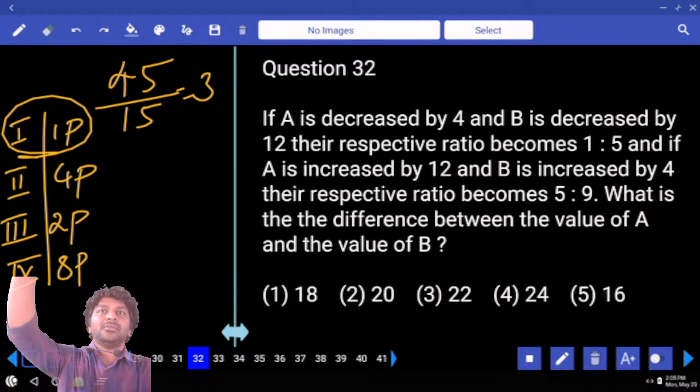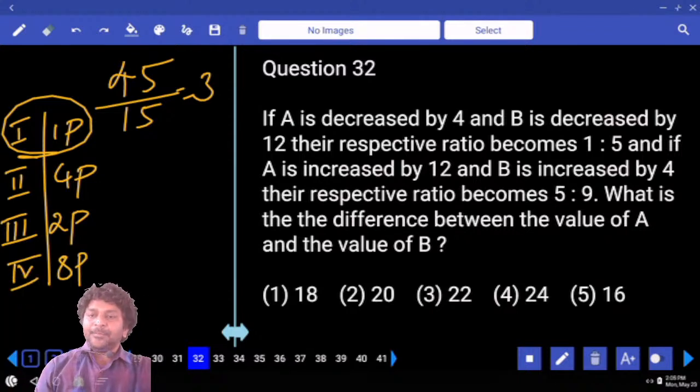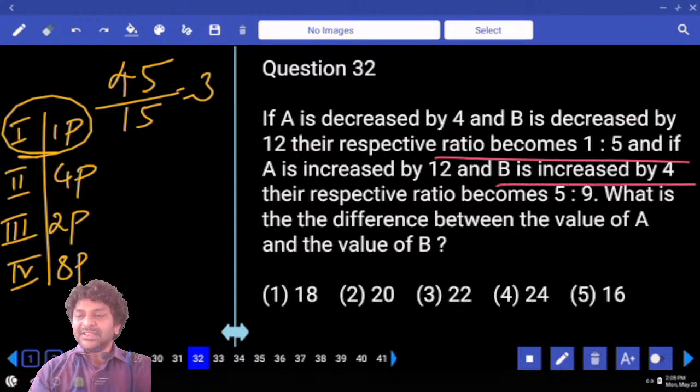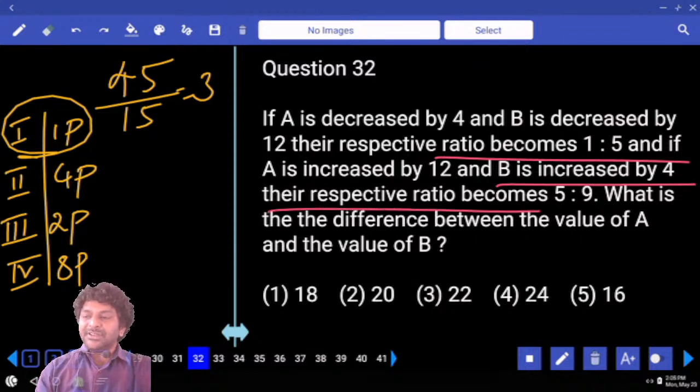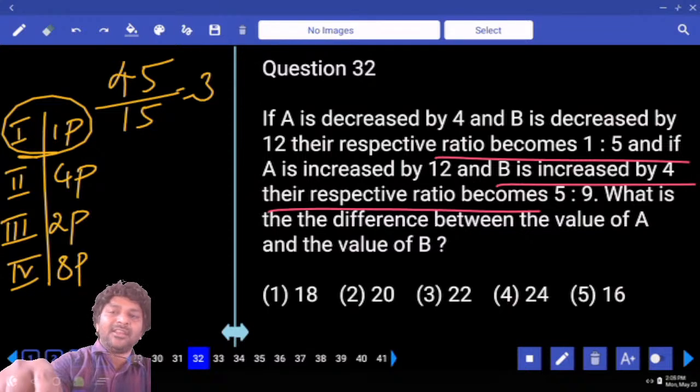If A is decreased by 4 and B is decreased by 12, their respective ratio becomes 1:5. And if A is increased by 12 and B is increased by 4, their respective ratio becomes 5:9. What is the difference between the value of A and the value of B?